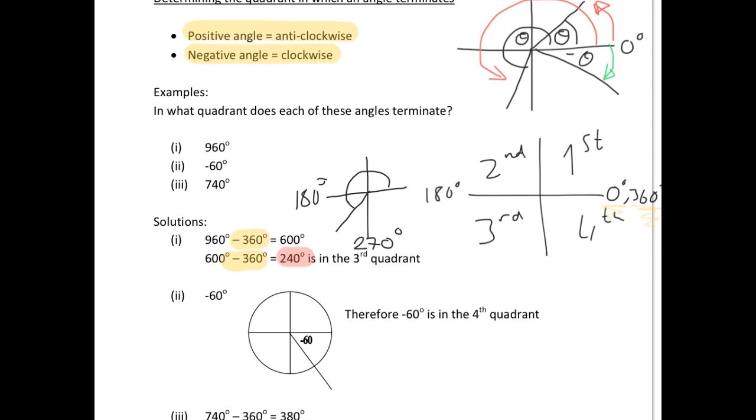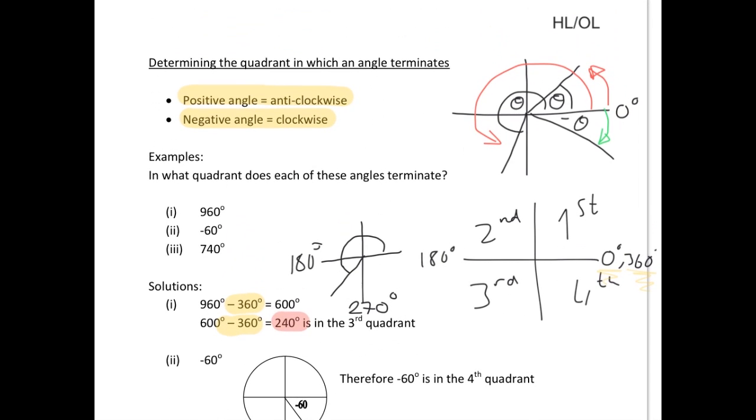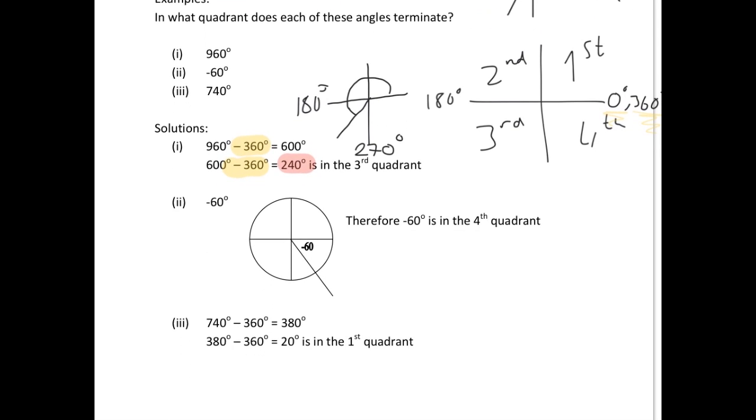Next, when we look at minus 60 degrees, we just have to remember our rule from up here, that we measure negative angles clockwise. So by simply drawing the angle negative 60 degrees, as we have here, we realize that negative 60 degrees is immediately in the fourth quadrant.